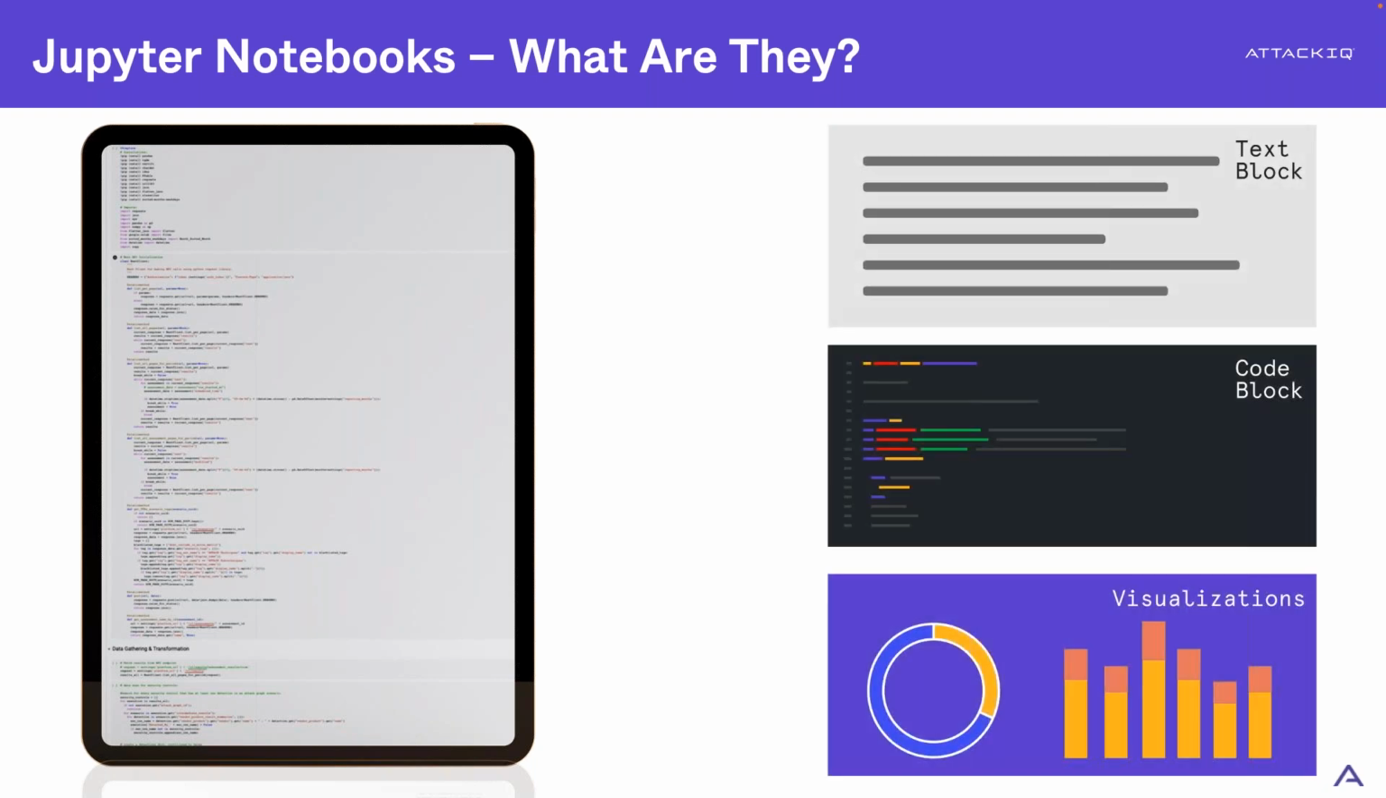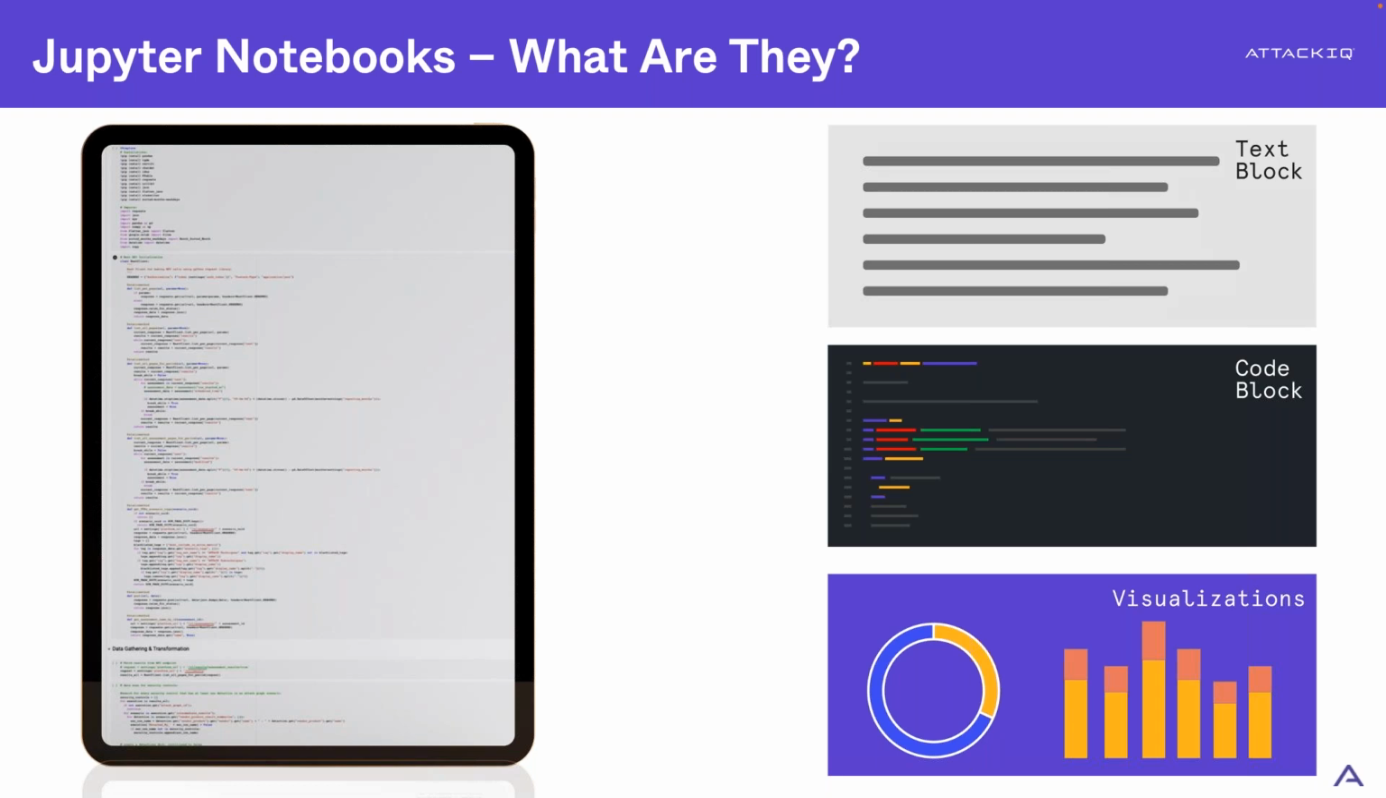It comes in really three main pieces. You have text blocks that are usually going to come in the form of a markdown. A code block, and in our case, it's going to be Python that we're using for these code blocks. And then the visualizations that come as a result of them. I'm going to show you exactly what one of these looks like in the context of AttackIQ.